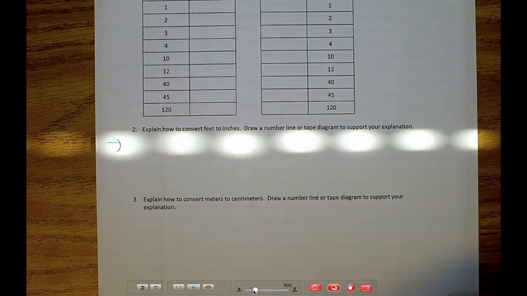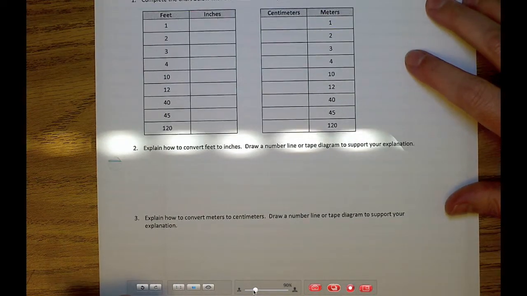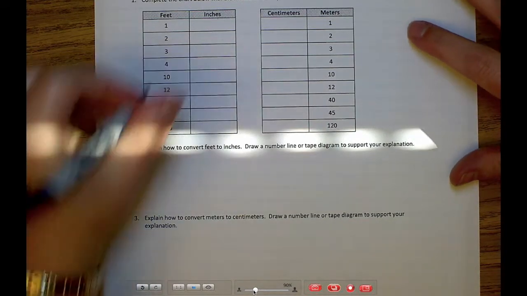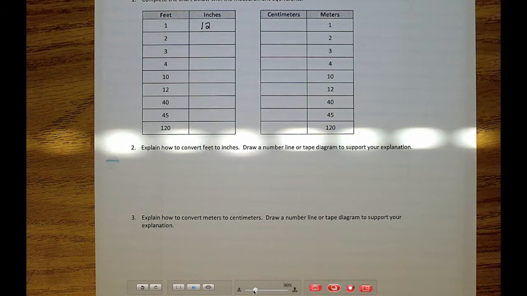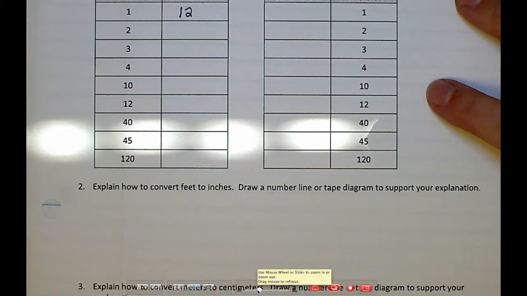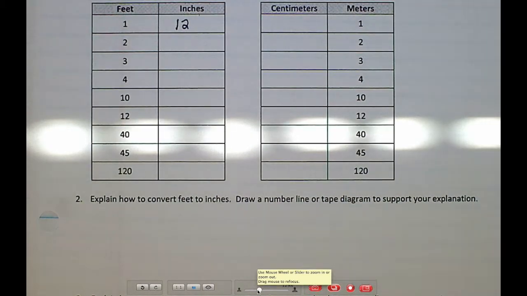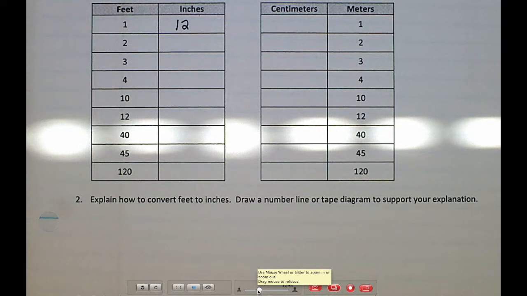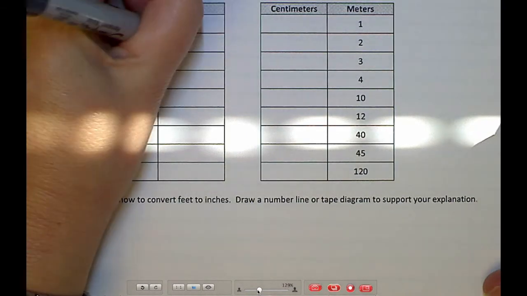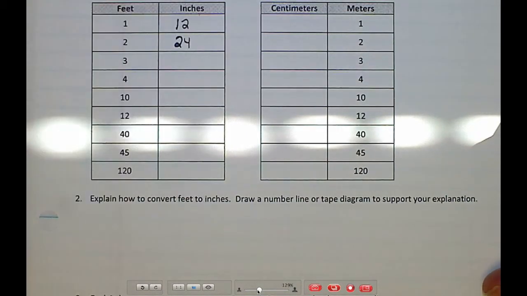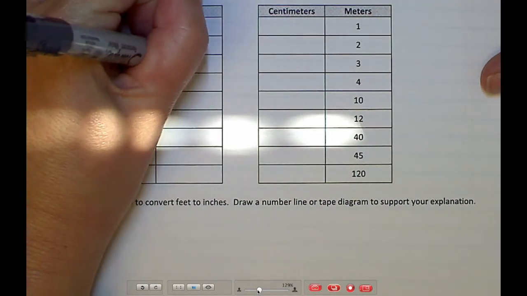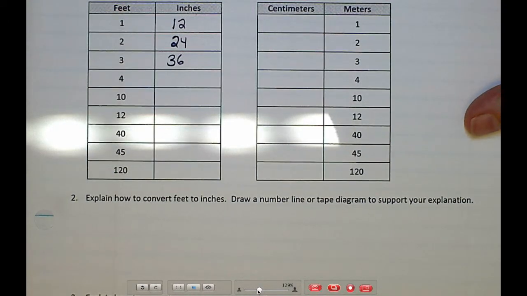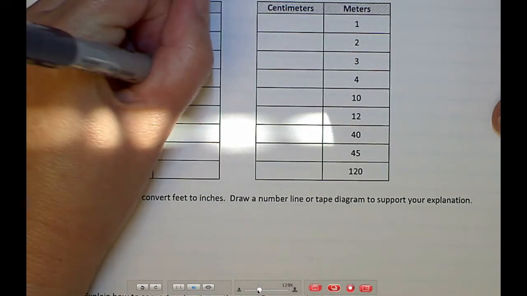Okay, how many inches are in 1 foot? Inches in 1 foot. Ruth? There's 12 inches in 1 foot. So if there's 12 inches in 1 foot, how many inches are in 2 feet? 24. 3 feet. Everybody? 4. Go ahead, everybody. 48. Ooh, now they changed things up on you.